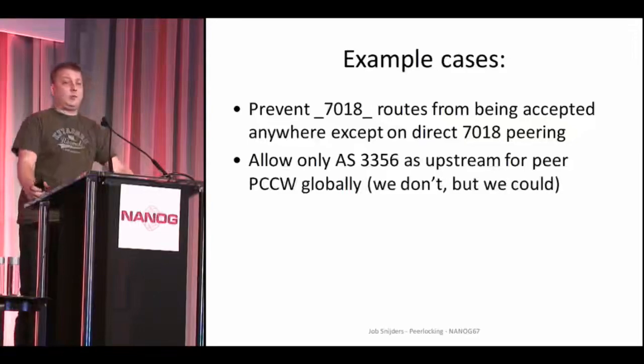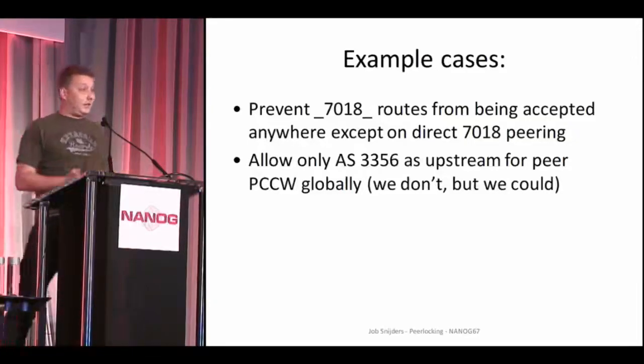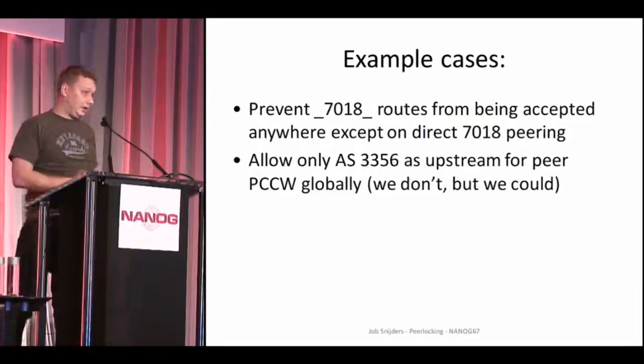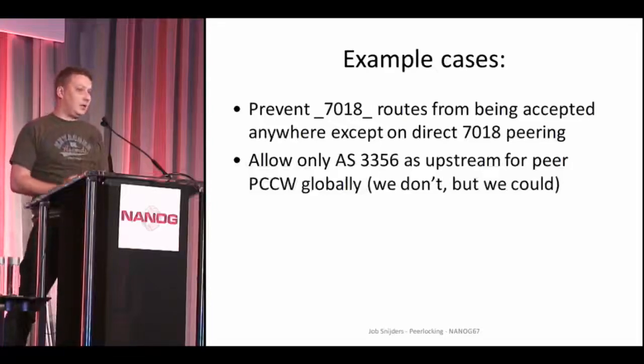So again, an example is these filters prevent us from learning any routes which have 7018 anywhere in the AS path except on the direct sessions with 7018 itself.